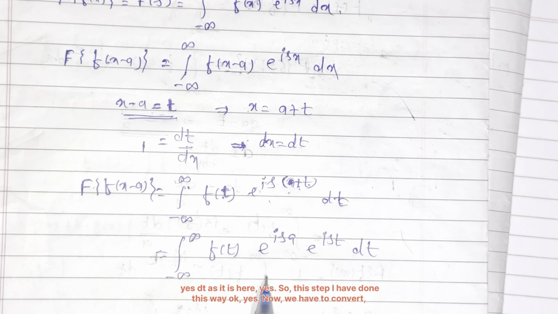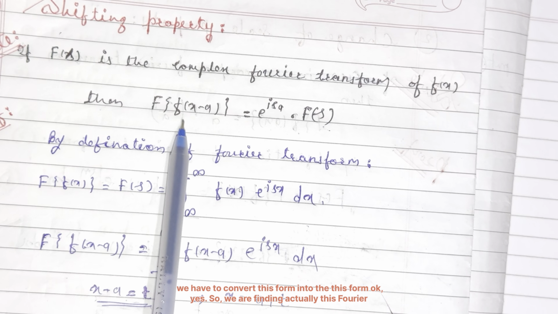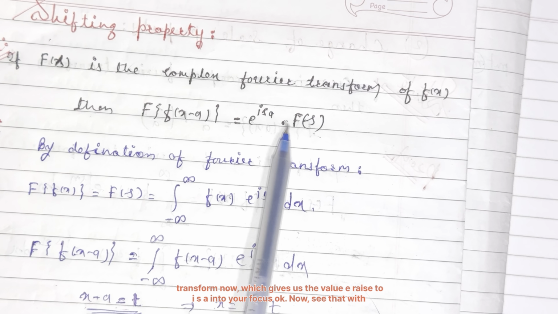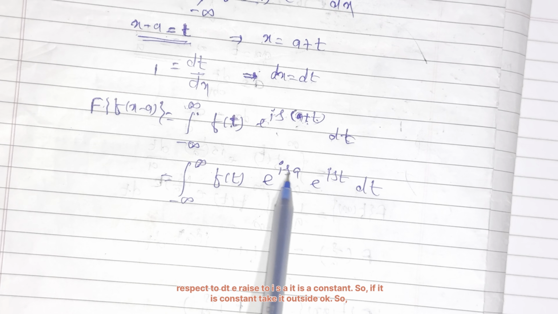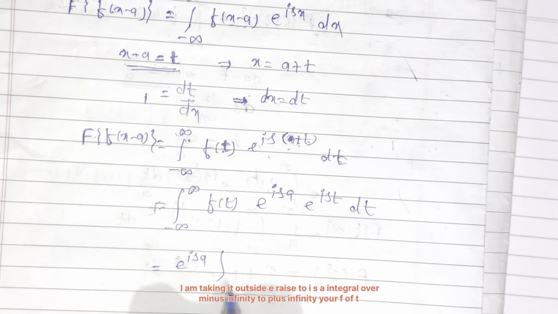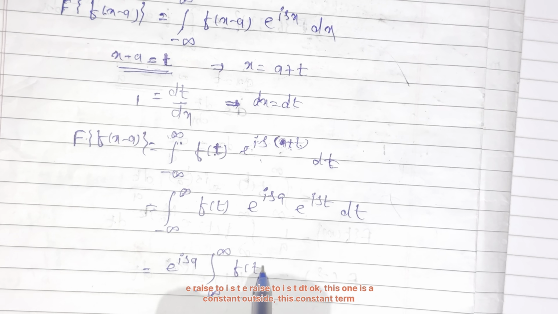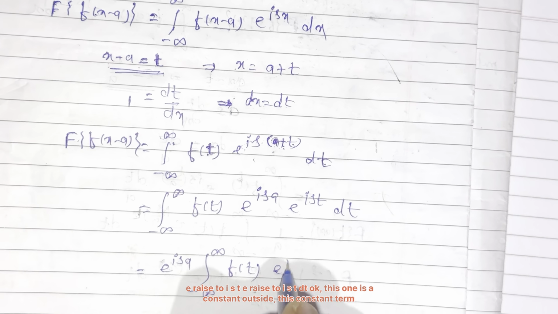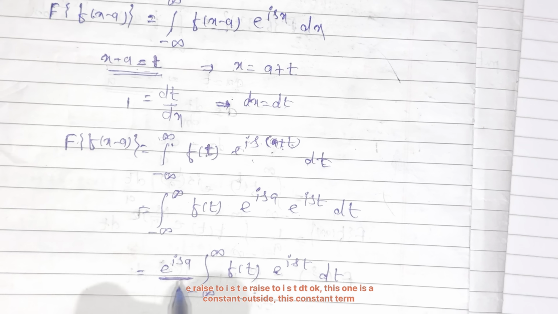Now we have to convert this form into this form. We are actually finding this Fourier transform, which gives us the value e raised to i s a into f of s. Now with respect to dt, e raised to i s a is a constant, so if it is constant, take it outside. So I'm taking e raised to i s a outside, and under the integral from minus infinity to plus infinity I write f of t e raised to i s t dt. The constant term is outside here.